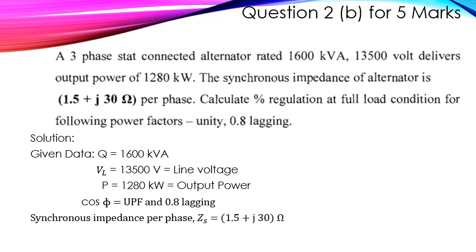Now the next question is question 2B for 5 marks. A 3-phase star connected alternator rated 1600 kVA 13,500 volt delivers output power of 1280 kilowatt. The synchronous impedance of alternator is 1.5 plus j30 ohm per phase. Calculate percentage regulation at full load condition for the following power factors, that is unity and 0.8 lagging.